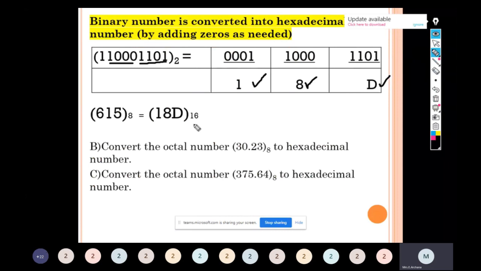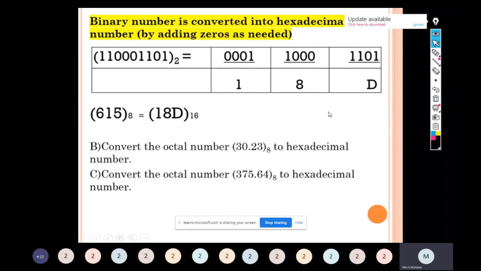So, octal to hexadecimal conversion. First, the given octal number is converted into a binary number. Then the obtained binary number is converted into a hexadecimal number by grouping 4 bits from LSB, starting from LSB for the integer part. If the question contains a fractional part, we have to start grouping the numbers from MSB, that is, most significant bit.